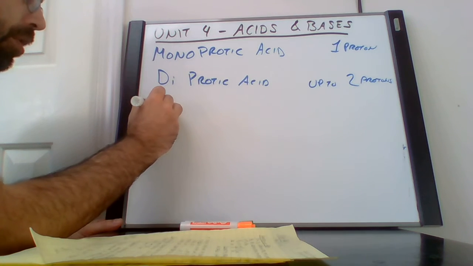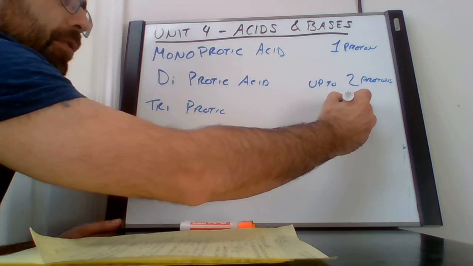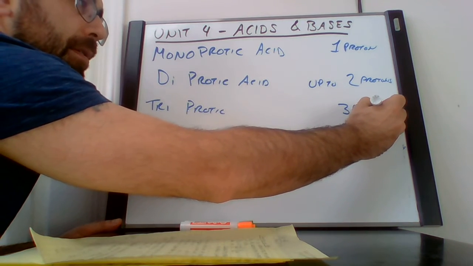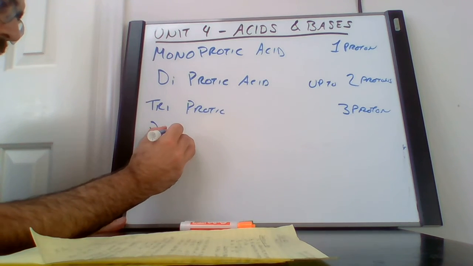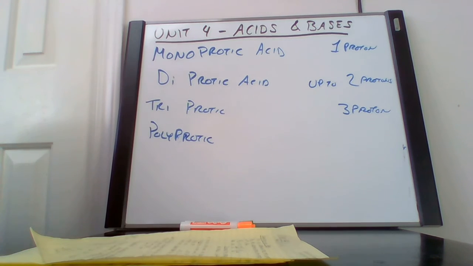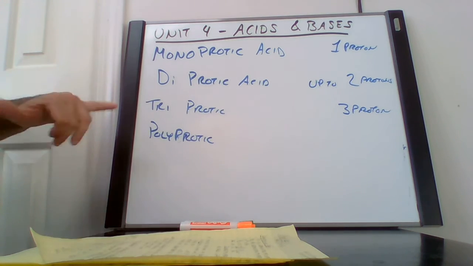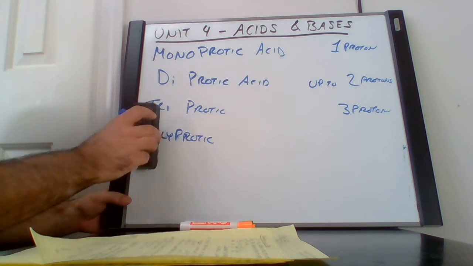We have the triprotic, which is up to 3 protons. Okay? And in general, we use that term, the polyprotic acid, for any of these acids that can supply more than one proton. Okay? So we're just talking about those protons that we can donate. The mono, di, tri being the 1, 2, 3, and then poly, just a general term for more. All right.